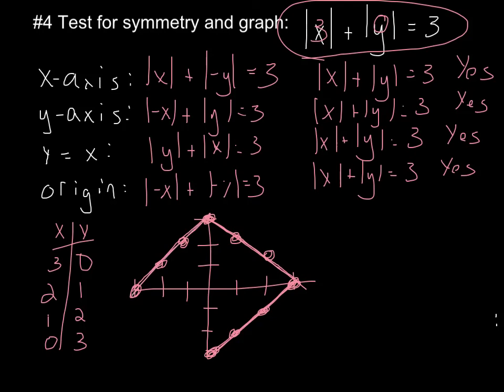But wait a minute. It's also symmetric in the origin, which means I can make the x's and the y's negative. So instead of (1, 2), I have (negative 1, negative 2). And instead of (2, 1), I have (negative 2, negative 1). So that graph actually ends up looking kind of like a diamond. It's actually a square turned on its side, or turned on one of its corners. Pretty cool. It's the power of symmetry.